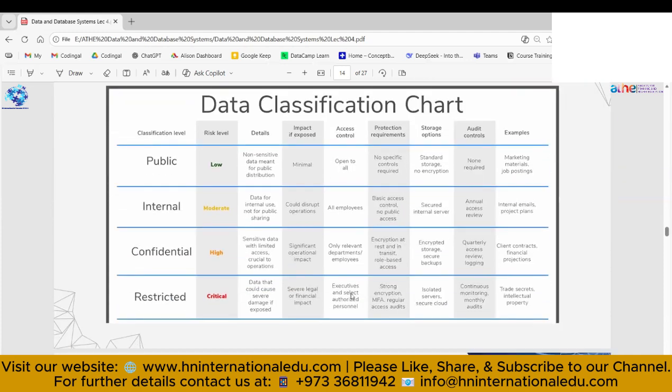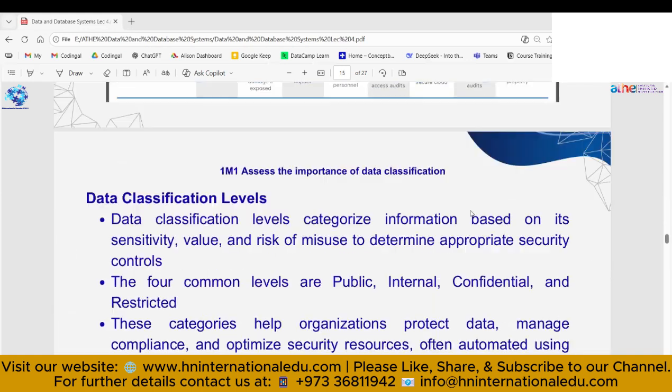And this is the data classification chart that was discussed in the previous slides, right? You can see that there are 4 different classification levels: public, internal, confidential, and restricted. And what is their risk level? The risk level is low, moderate, high, and critical. There are only 4 levels of how you can classify your data, and we are going to see them one by one.